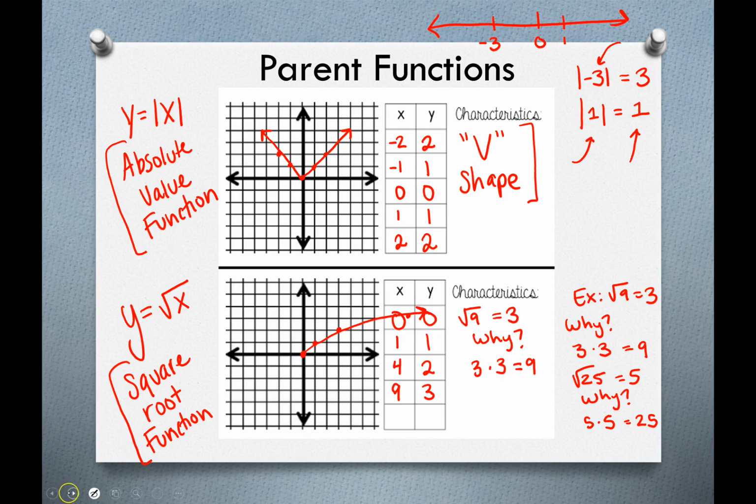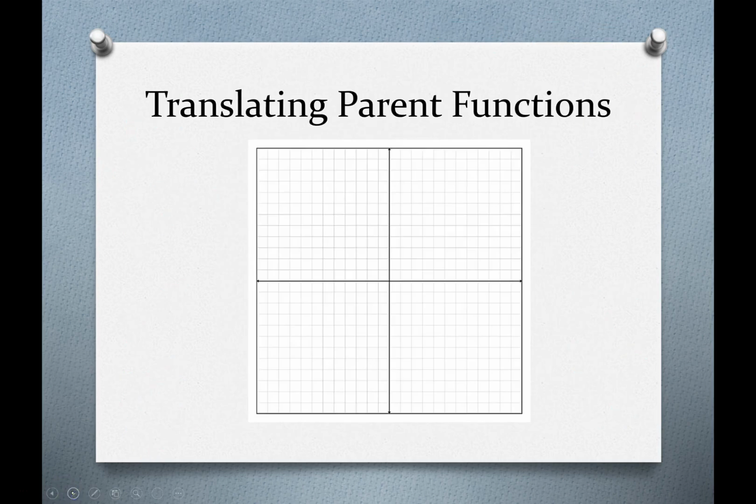All right, one more slide. I want to talk about translating parent functions. So for example, if I had the graph, the square root of x plus 1, this brings my graph up 1. If I had the square root of x minus 1, this is the opposite of what you think it is. It's actually going to bring the graph right 1.